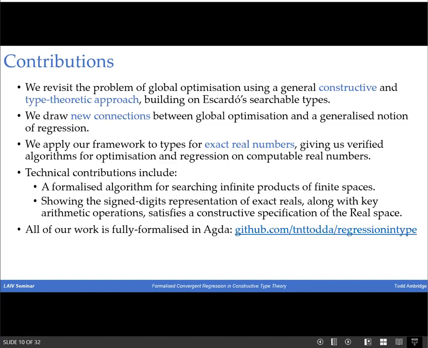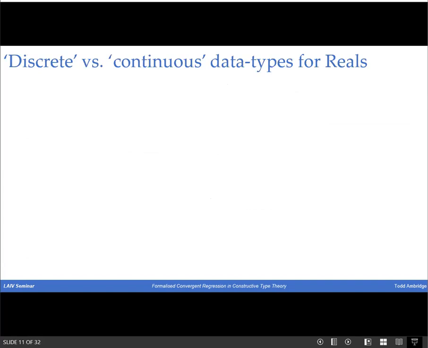And as I said, it's all formalized in Agda. And not in a complementary way, but as a key part of the research program, which increasingly people are doing: they're doing the work in Agda. They're not just formalizing the work they did on paper in Agda. And so first I want to talk about data types for real numbers.